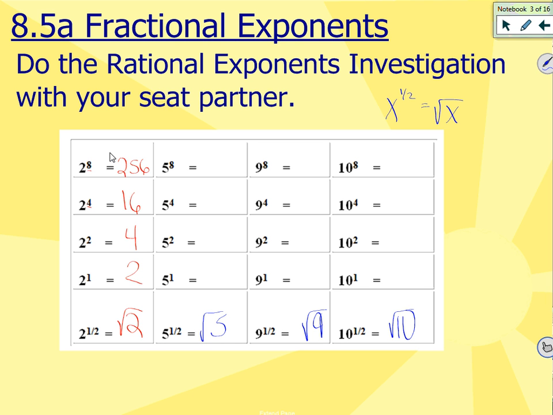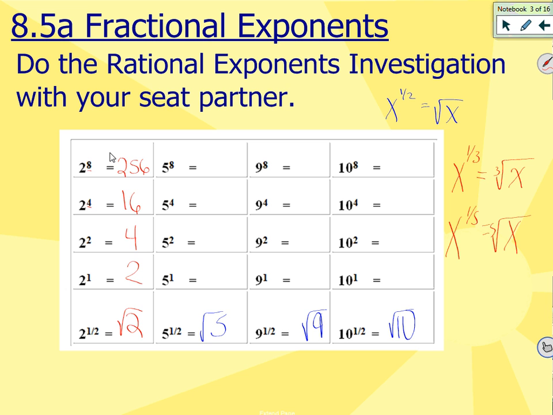Now at the bottom, it asks you to consider then, if x to the 1/2 is the square root of x, what is x to the 1/3 power? Cube root. Good. Cube root of x. So square root means it's an index of 2. It's the square root, meaning second root. 1/3 power is the cube root of x. How about x to the 1/5 power? The fifth root of x.